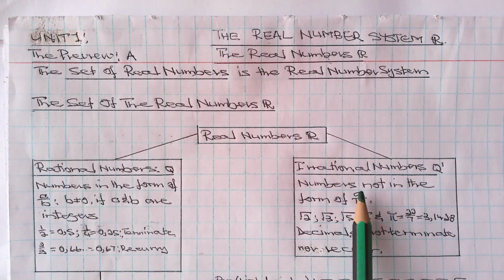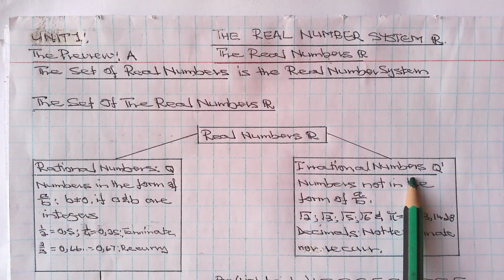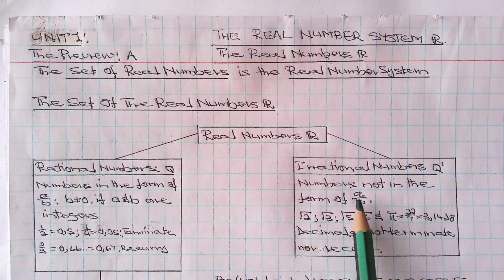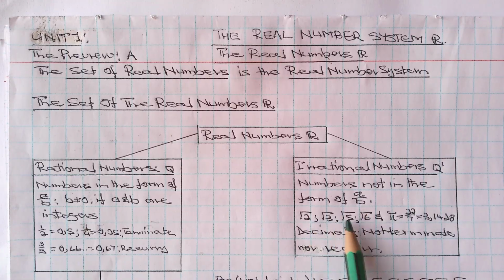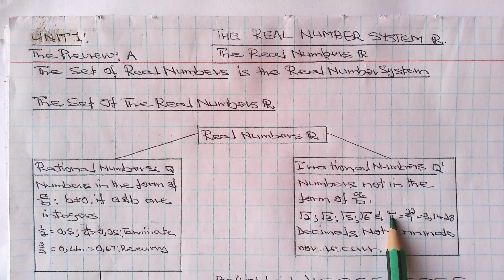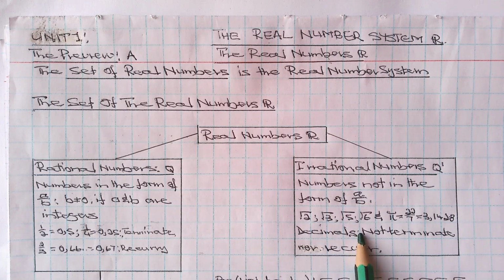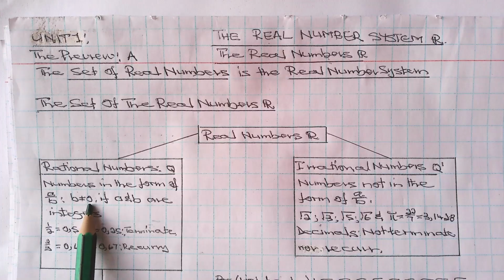Then we come to section 2, which is the set of irrational numbers. These are not in the form of a quotient where A is the numerator and B the denominator. Root 2, root 3, root 5, root 6, and pi represent irrational numbers. The decimals do not terminate nor recur. That is the difference between irrational numbers and rational numbers.